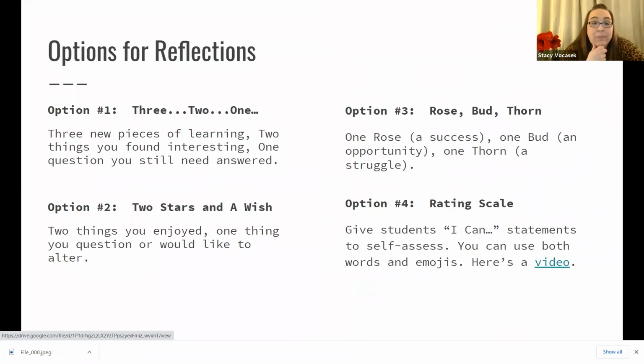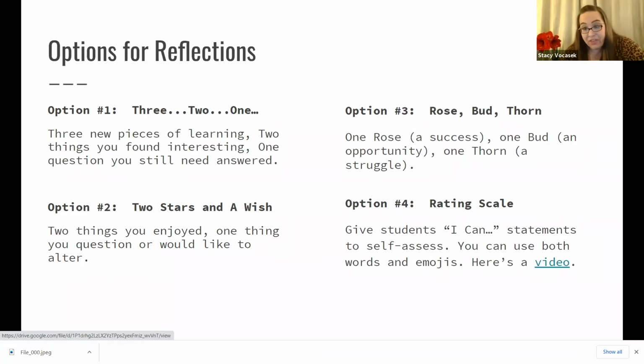So these are just some options for different kinds of reflections. Probably nothing new for any of you. A 3-2-1. So like for an activity, 3 new pieces of learning, 2 things you found interesting, 1 question you still need answered. 2 stars and a wish, 2 things that you enjoyed and a question, or something that you would change.